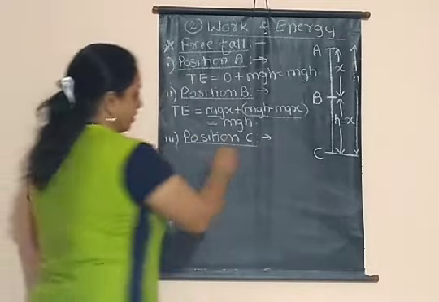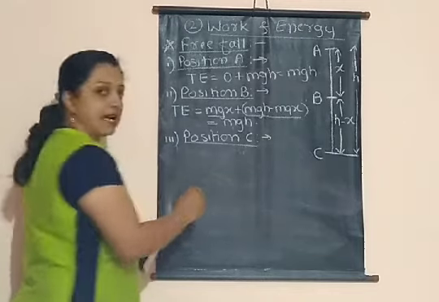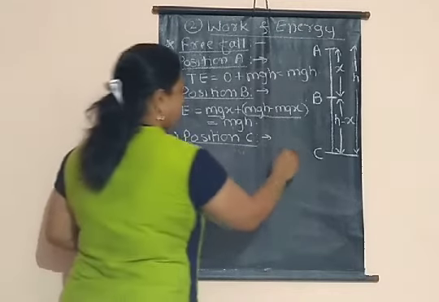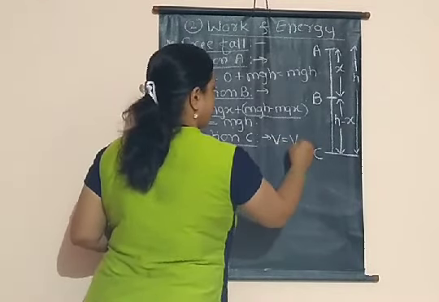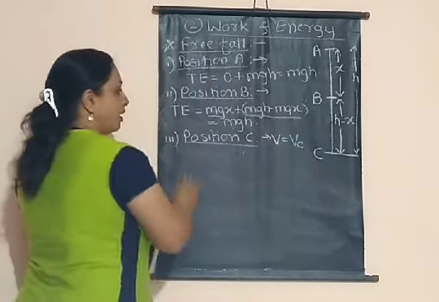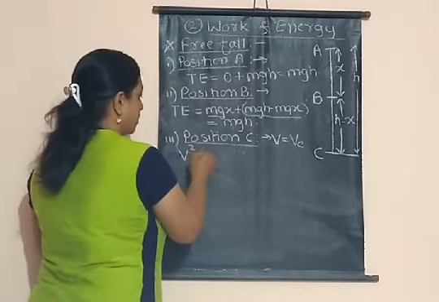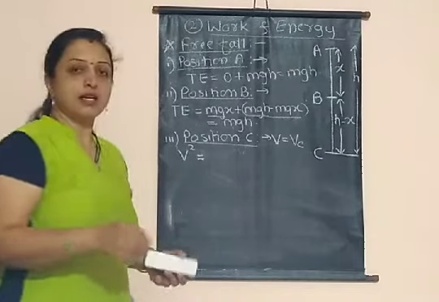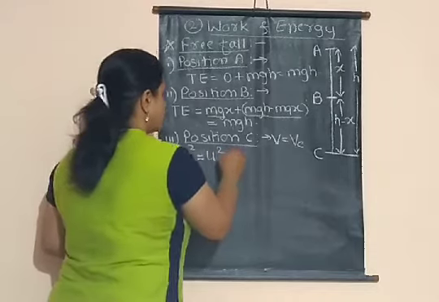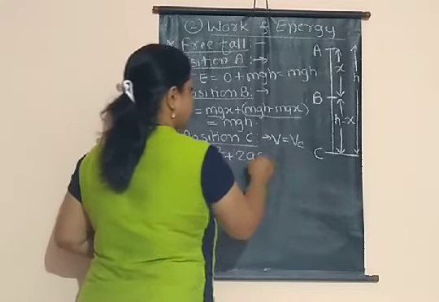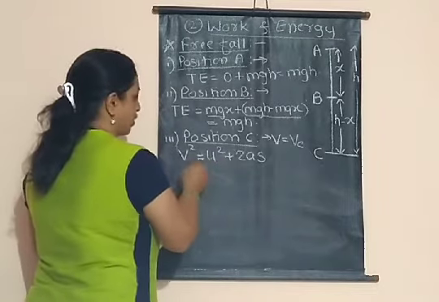Okay, so in this case, what happened? First we have to find out the kinetic energy. Again at position C, let us consider the velocity of the object, that is nothing but vc. Now we have to find out the velocity by using this formula. What is the formula? That is the third equation of motion, that is v square is equal to u square plus twice a s.